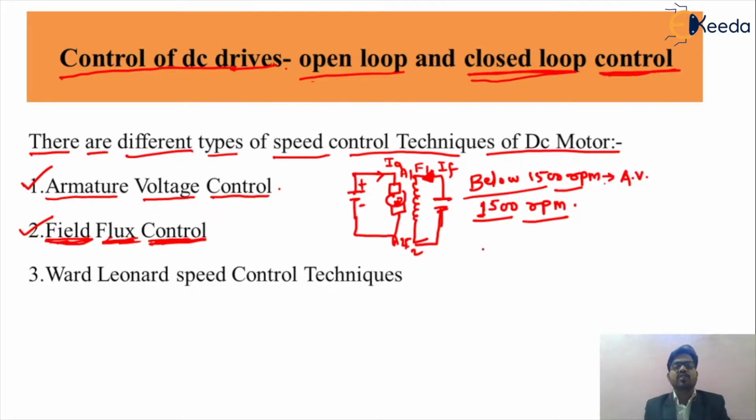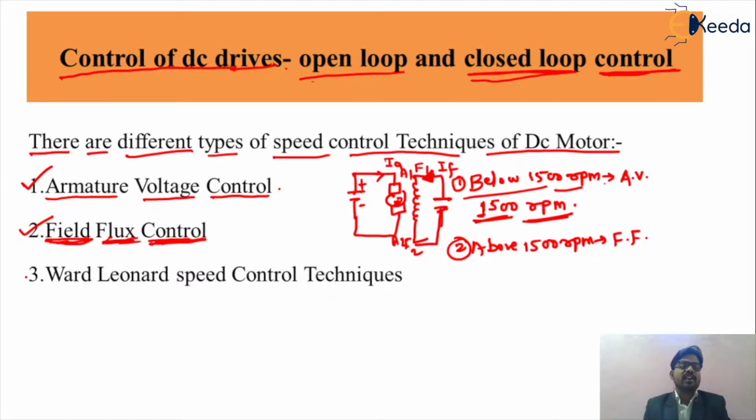And if you want to control the speed of that motor above the base speed, that is above 1500 rpm, at that time we prefer the speed control technique called field flux control. So this will be the first technique and this will be the second technique. These are called the speed control techniques: armature voltage control and field flux control.